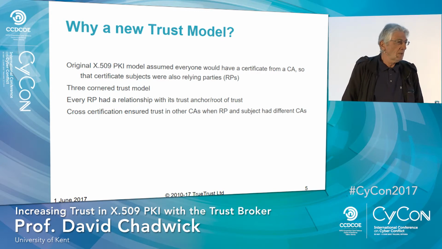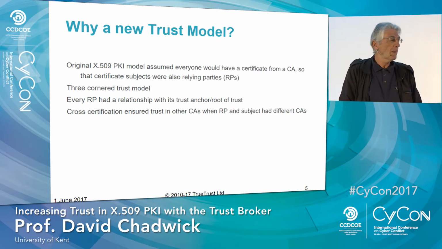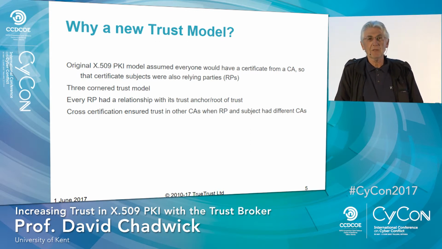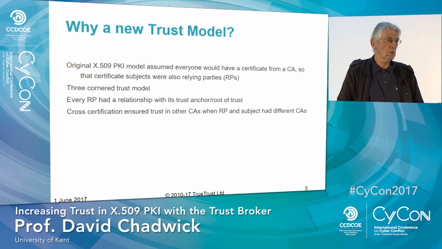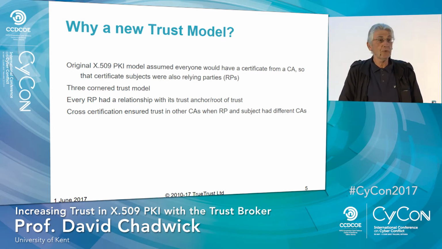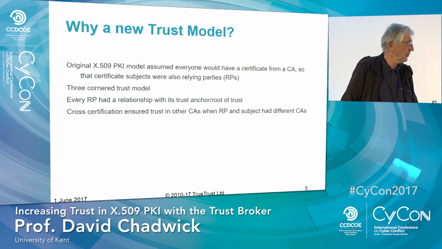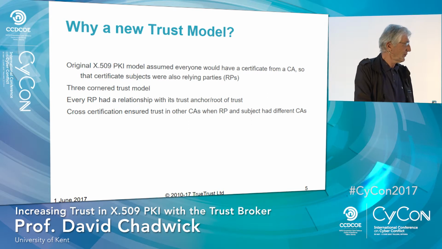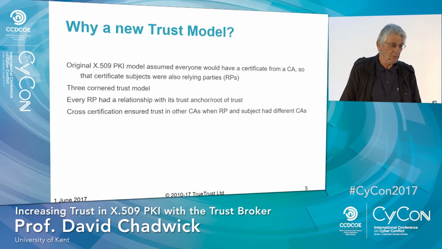The original model, prior to the World Wide Web and prior to anybody using PKI, assumed that when you moved towards the PKI world, everybody would have a certificate from a CA. So we would all be using asymmetric encryption, we'd all have our own key pairs, and we'd all have a CA that we trusted. The CA that we got our certificate from was our root of trust, and we had a relationship with it. And so relying parties and certificate subjects were basically one and the same people.